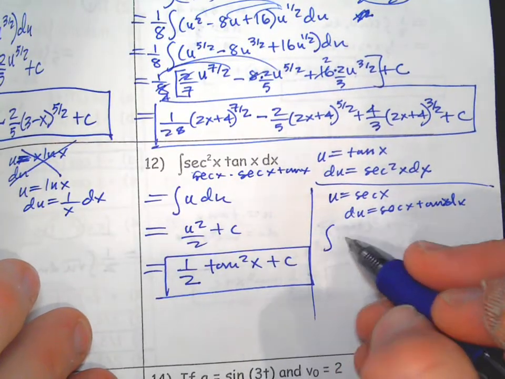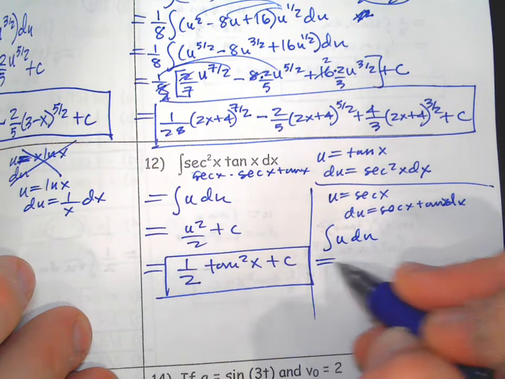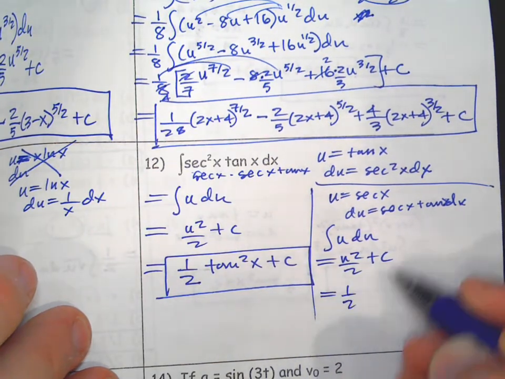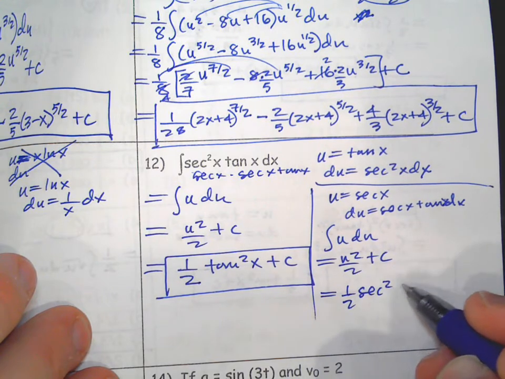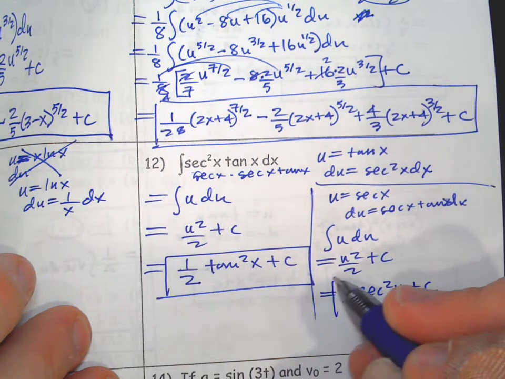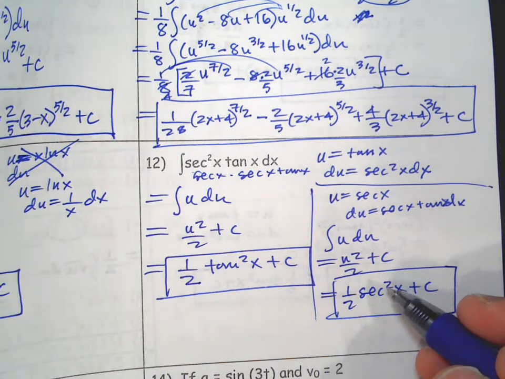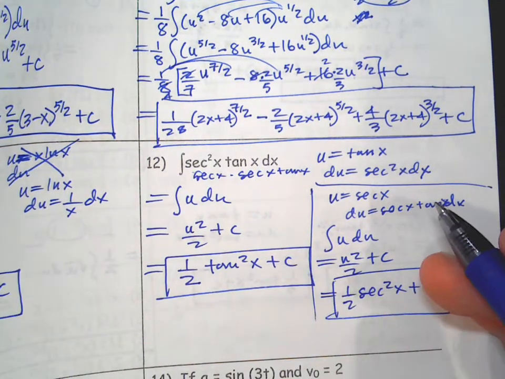So now it's going to be u du. It's going to be u squared over 2 plus c. It's going to be 1/2, but now u is secant squared x. And that's the answer. And this works if you use Pythagorean trig, then you can change one to look like the other, but totally cool that you can do it two different ways.